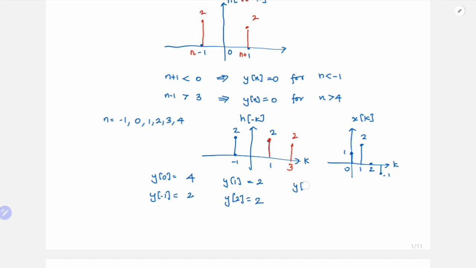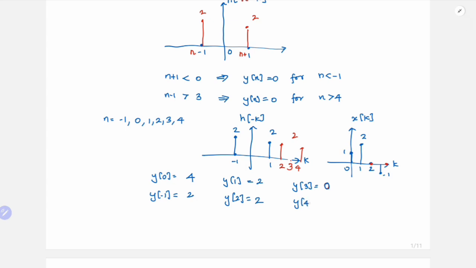And what about your y of 3? So your y of 3 you will have, this is your h of minus k. You will have at 2 and 4. But if you see here 2 and 4, it is 0. So your y of 3 is going to be equal to 0.